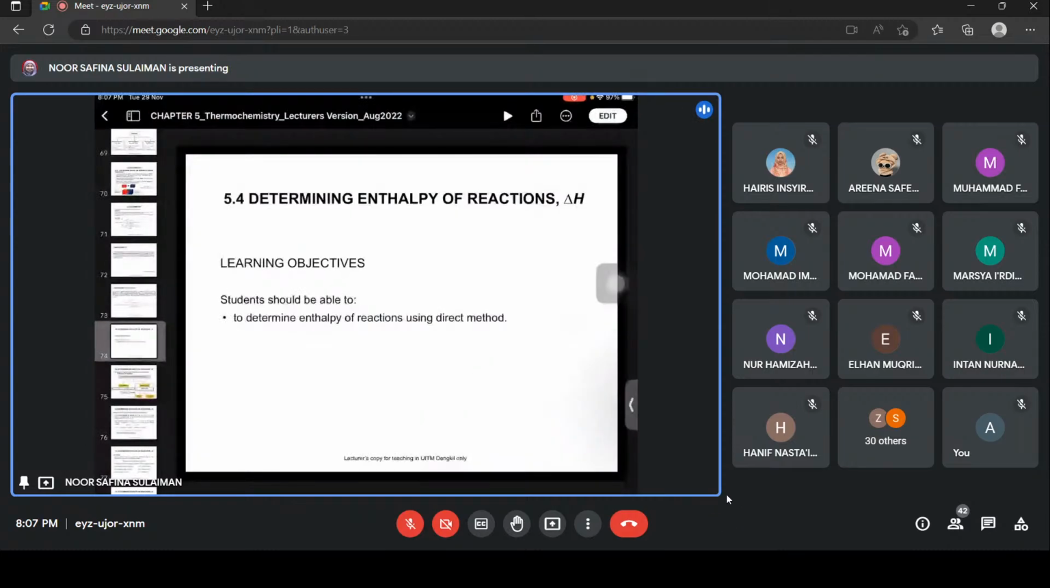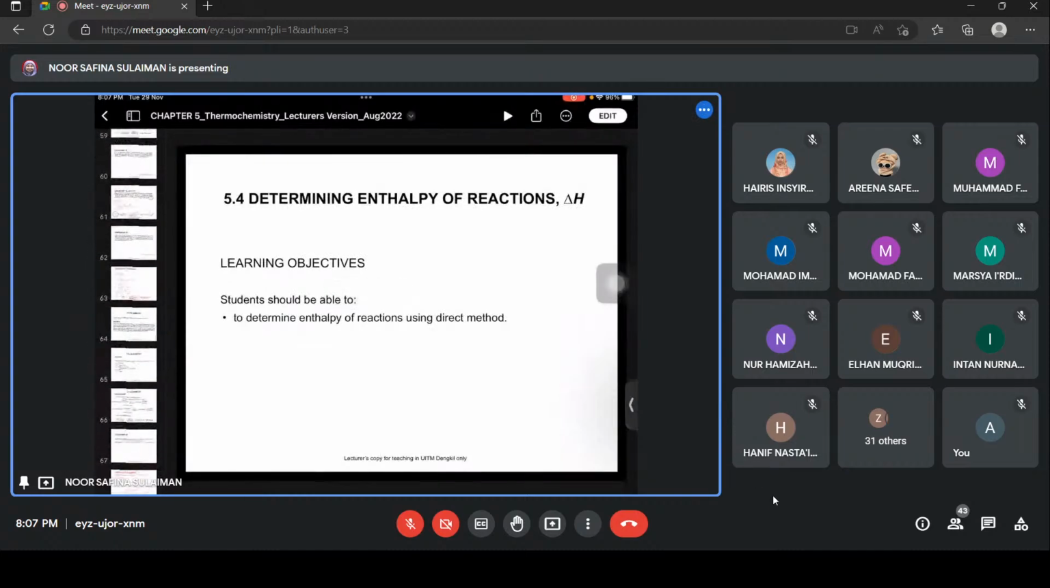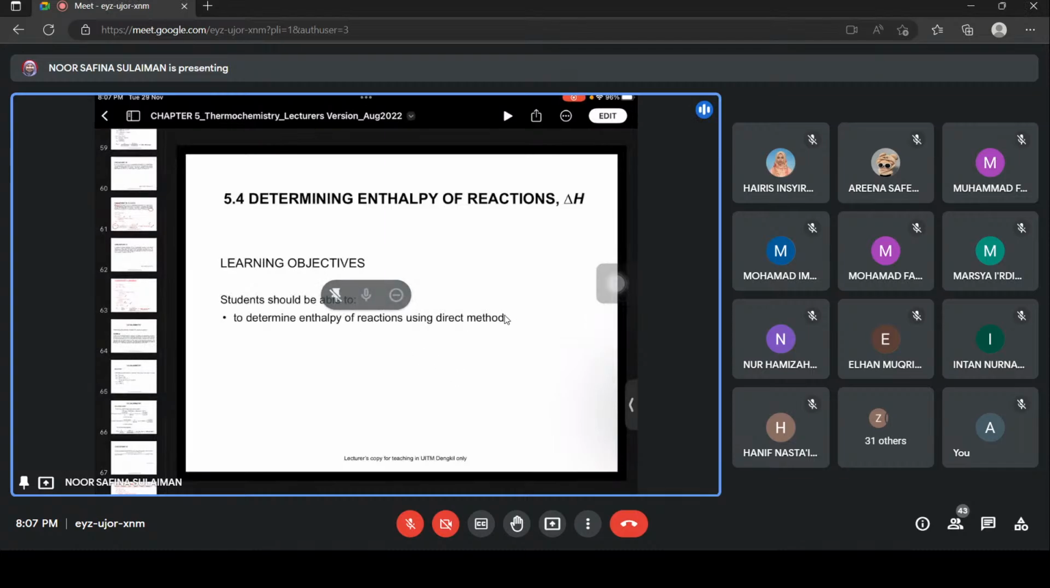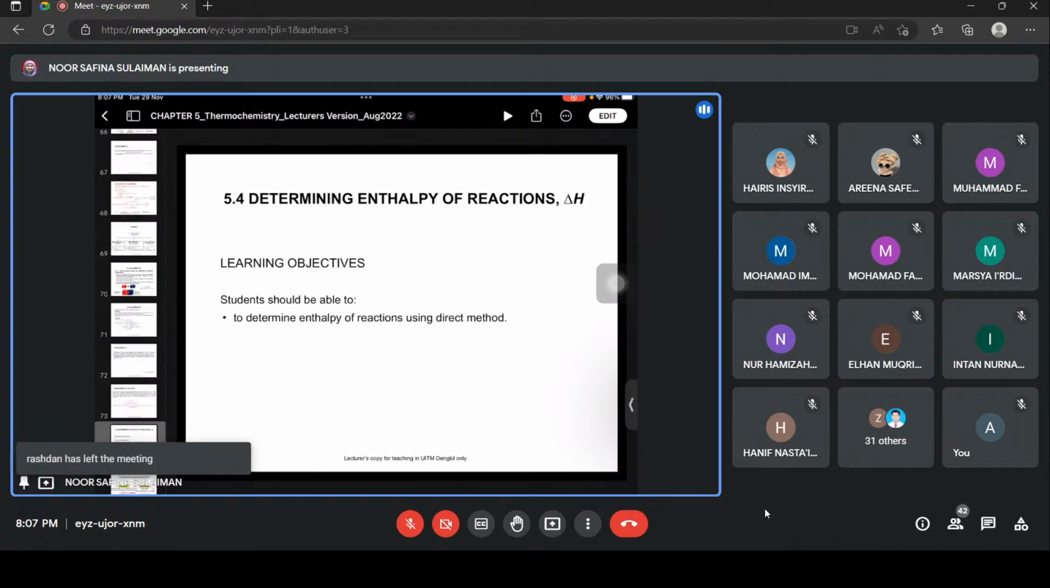Okay, so before this 5.3 kita dah cover untuk calorimetry. We have two types of calorimeter. The first one is coffee cup and the second one is bomb calorimeter. Okay, so you kena tahulah compare, bila masa nak guna bomb, bila masa you nak kena guna coffee cup, and dia punya cara calculation dia pun agak berbeza.